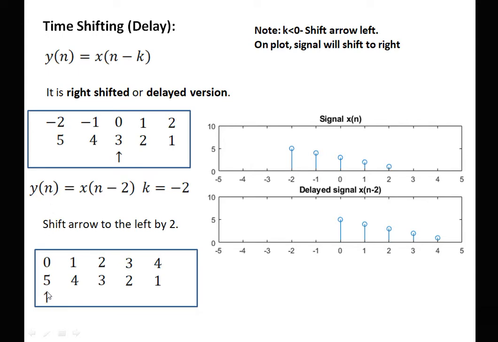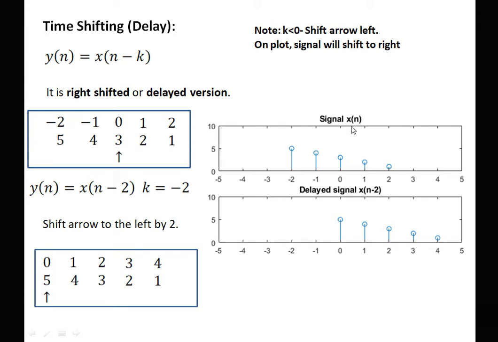Now, as the arrow at 5 means it starts with a 0. So 0, 1, 2, 3, 4. So you can easily check that as here the signal started from -2 to 2, but when the signal is delayed by 2 units, it starts at 0 and ends at the 4th location. Note, when k is greater than 0, shift the arrow to the left. On the plot, the signal will shift to the right. Operation is the same, only the change is in visualization.